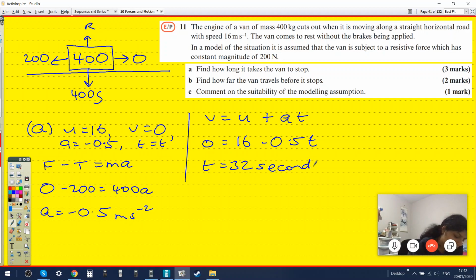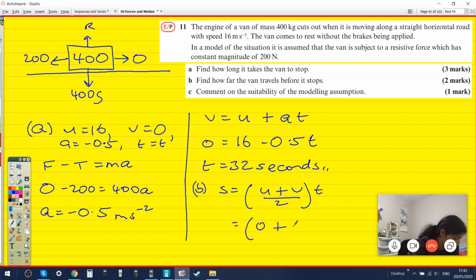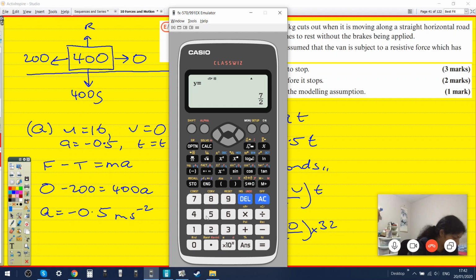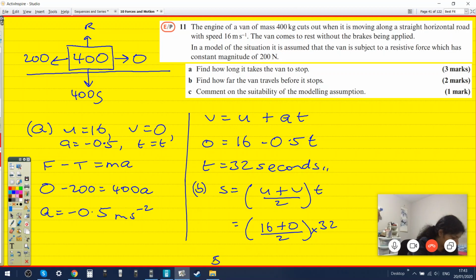And then you can find S. I got S is equal to 256 meters. And I used the simplified formula.